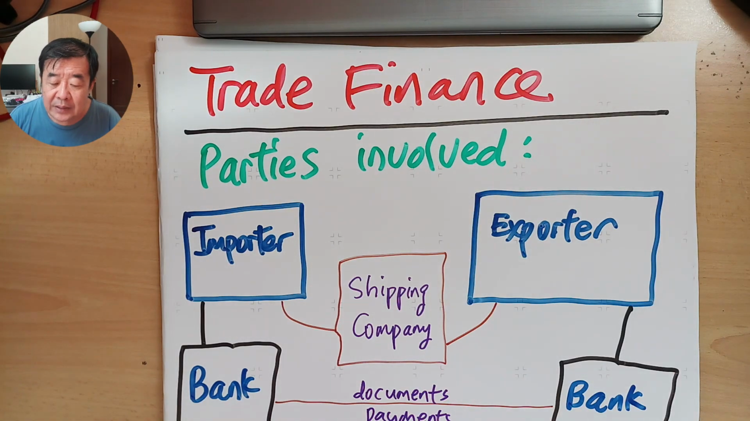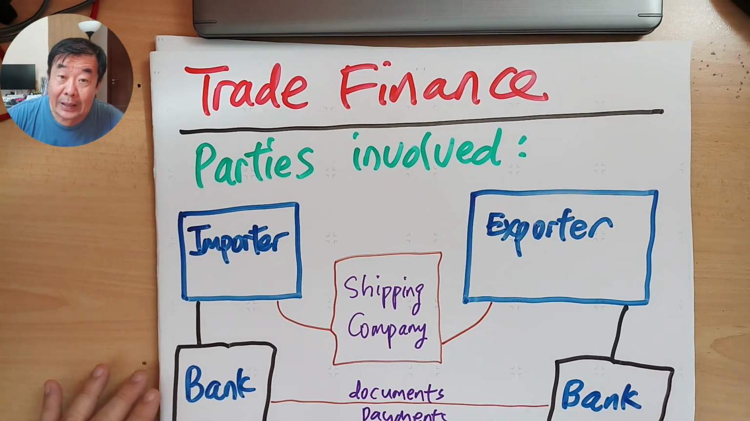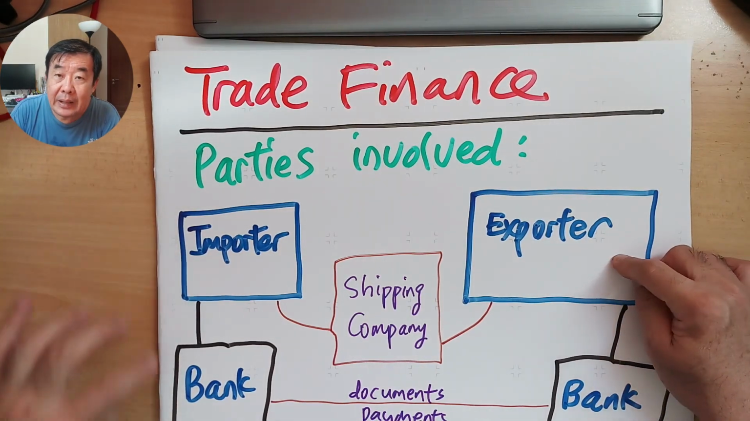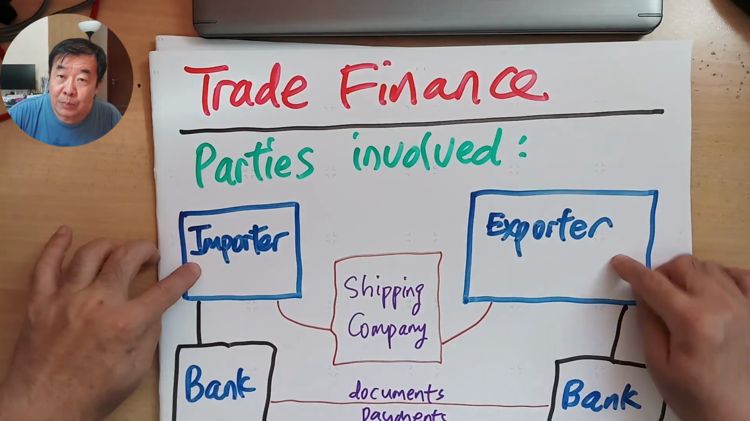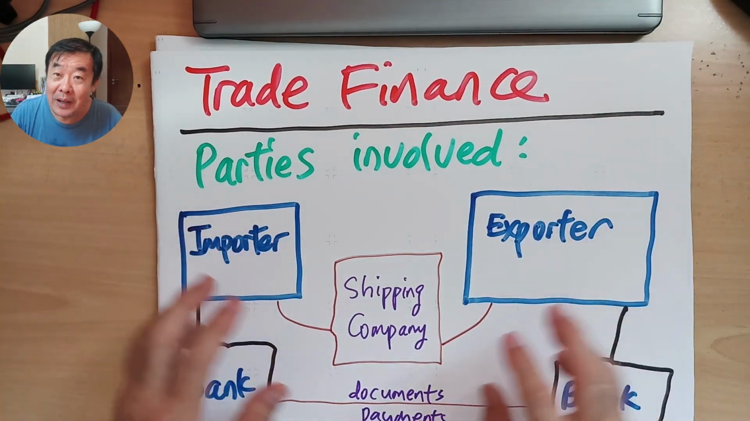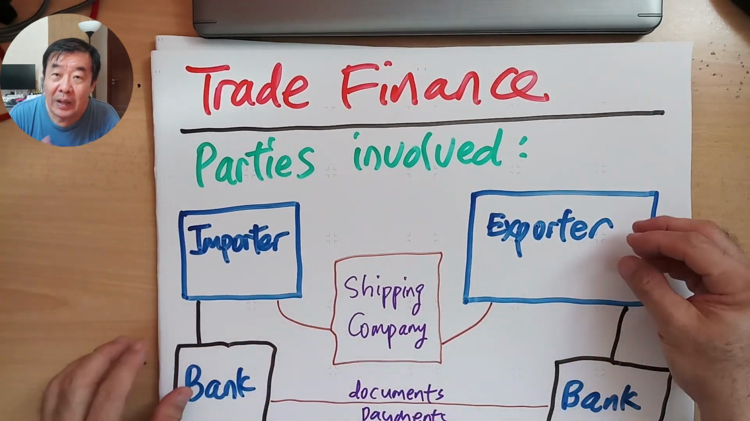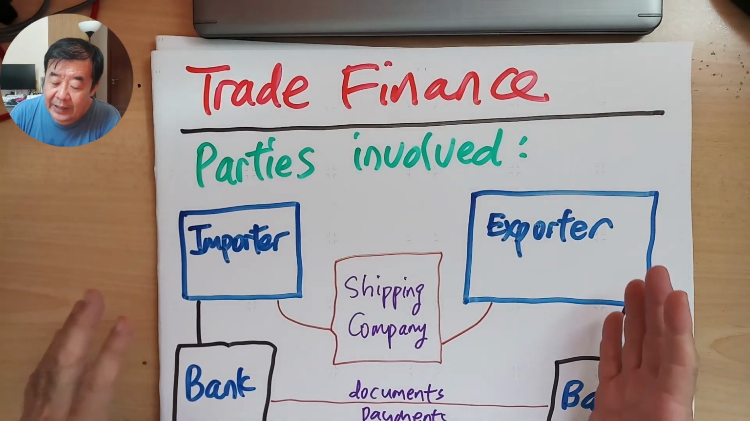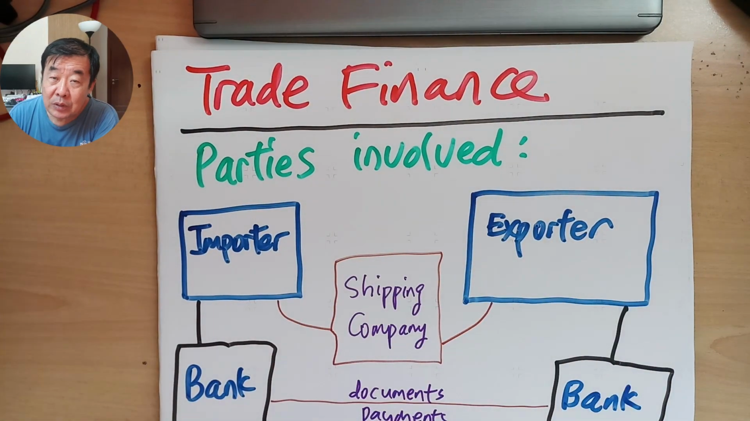So if you look at this chart, the parties involved are the importer and the exporter, the bank helping the importer, and the bank helping the exporter. And in between these parties, there is a shipping company that's supposed to bring the goods from the exporter to the importer. So that's how trade flows globally. When someone wants to buy something, for example, an importer in the USA wants to buy something from China, then the Chinese exporter will engage a shipping company and ship the goods over.